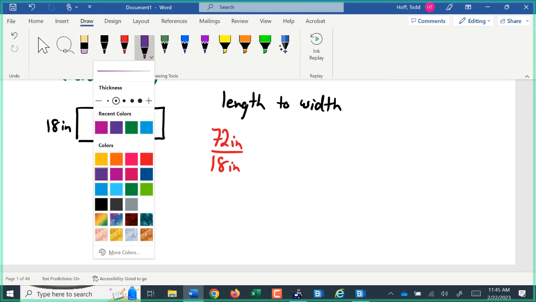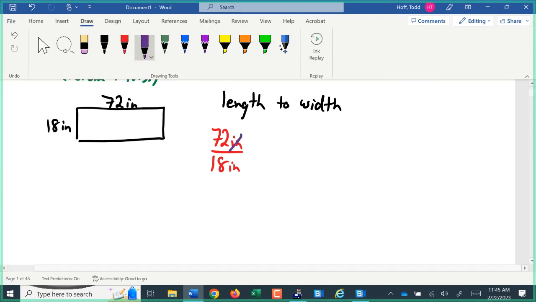One of the first things we'll notice here is that the inches cancel out. We can reduce them out of the fraction. And then as we reduce the fraction, 72 and 18 are both even. We could divide by 2. But if we look closer, we find that both of them actually will divide by 18. So 72 divided by 18 is 4. 18 divided by 18 is 1.